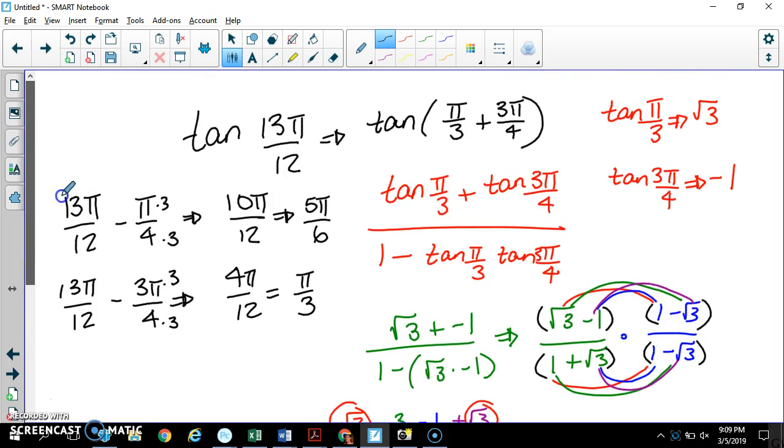So if you don't like to do the pi over 4 and the 3 pi over 4, you can turn it into degrees and you can work with it that way. That's fine. It'll get you the same thing. I just prefer to keep it in radians if I can.